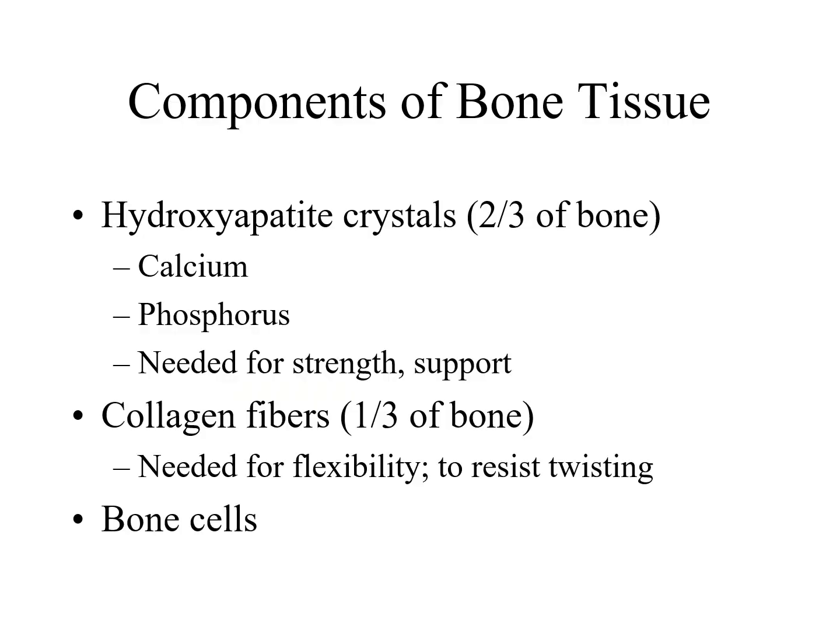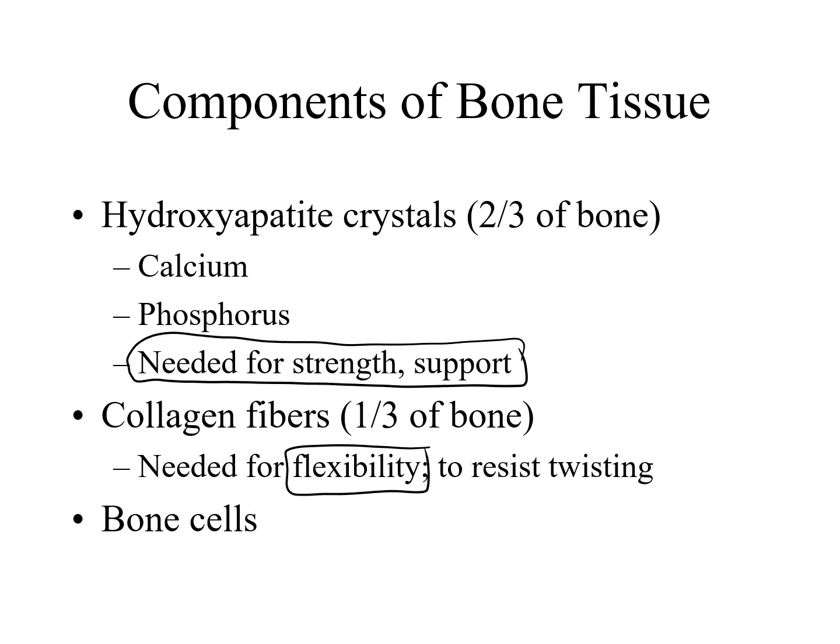So here in summary, those crystals called hydroxyapatite crystals are 2/3 of the bone's weight. 1/3 comes from the collagen fibers. Notice these important points here. Hydroxyapatite is needed for strength and support of the bone. However, collagen fibers are needed for the flexibility of that bone. You really need both of these to work together in order to provide strong but flexible support for the body.